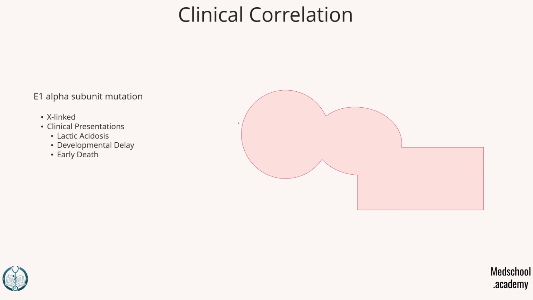Moving on to clinical correlation. So first we have E1 alpha subunit mutation. This is an X-linked disease, and just like the name says, this is alpha subunit mutation. So what exactly is alpha subunit? E1 is made up of 4 different subunits, 2 alpha and 2 beta. Just like the name says, the alphas in the E1 are mutated. So we'll usually see infants come in with lactic acidosis, and they also have developmental delay, and sometimes, unfortunately, it can lead to early death.